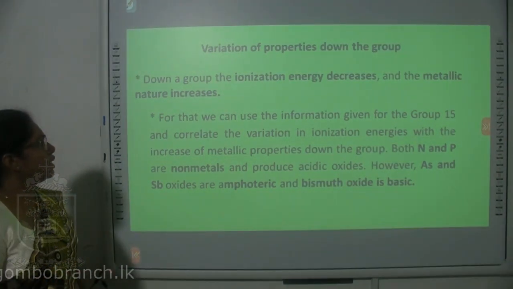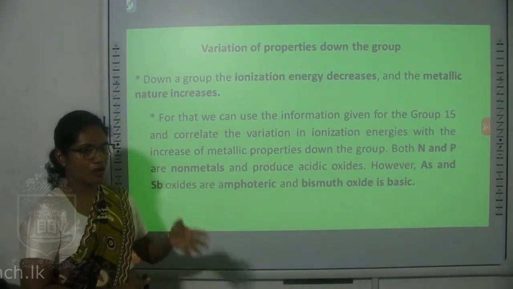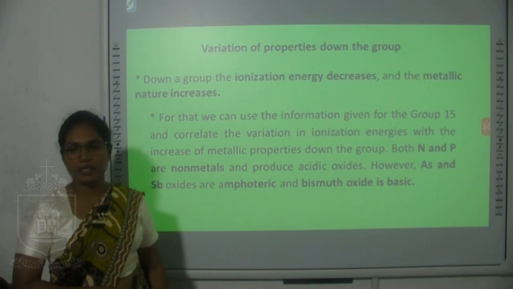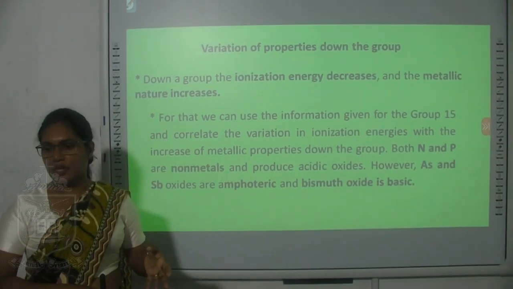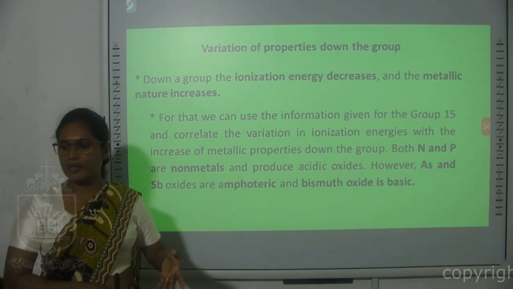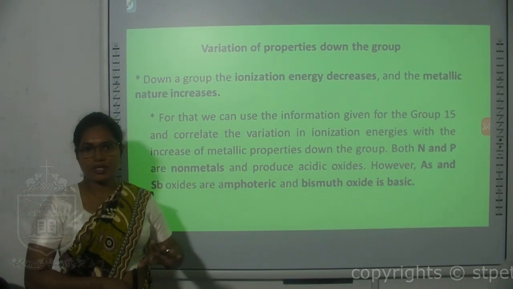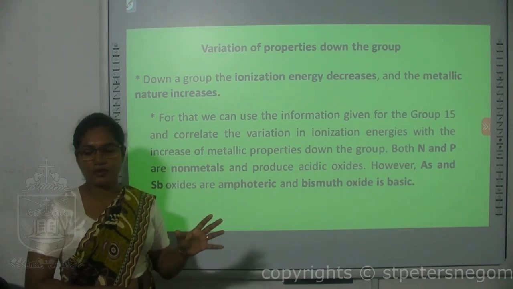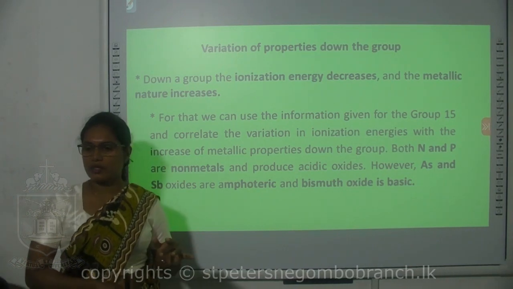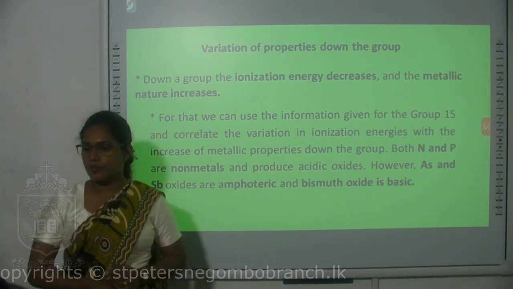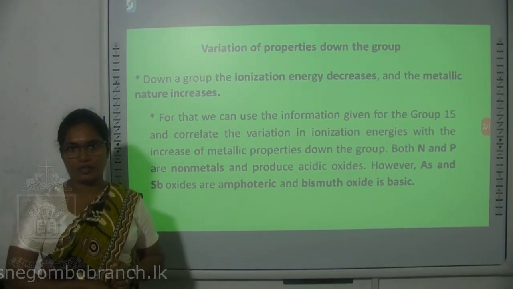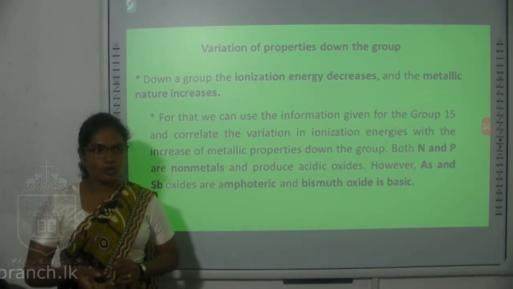Then variation of properties down the group. Down a group, the ionization energy decreases and metallic nature increases. Down the group, ionization energy decreases because the atomic radius increases, and also metallic nature increases. We can take group 15 to show that.